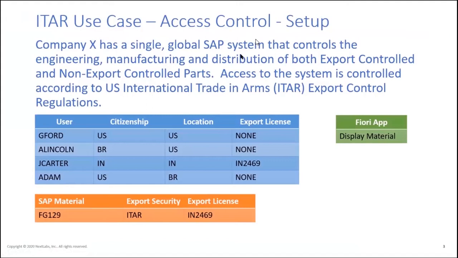As you can see, we have four users: G. Ford, A. Lincoln, J. Carter, and Adam. All four users have a variety of citizenships and reside in different locations, and only J. Carter has an export license. In this use case, all four of these users will go into an SAP Fiori application called Display Material and ask to see material FG129, which is classified as an ITAR material with the corresponding export license of IN2469 associated with it.